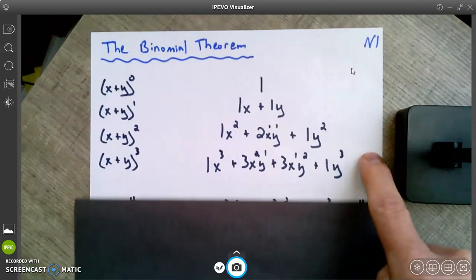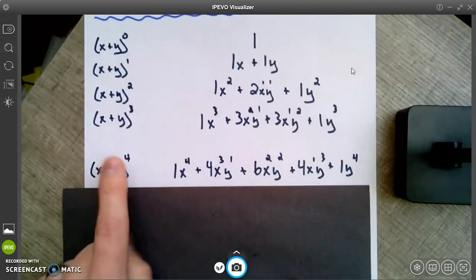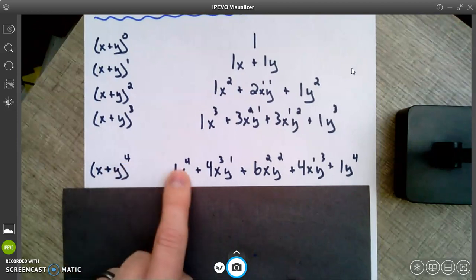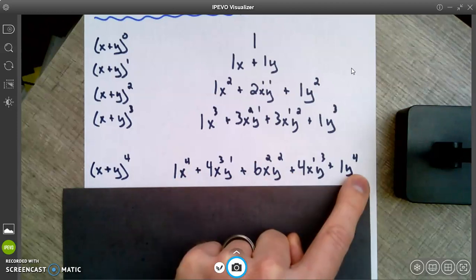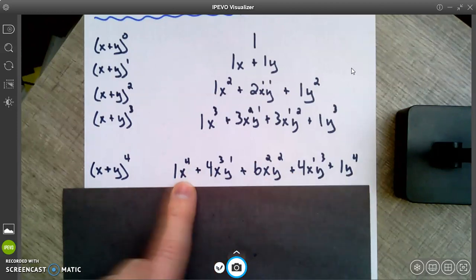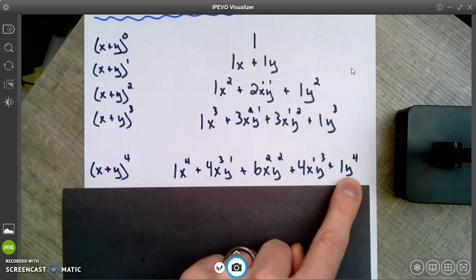Here we are. Hopefully you got something like this. If this is to the fourth power, then my very first term is being raised to the fourth power. Then the x's drop by 1 each time. My y's will start at 0, or my second term will start at the 0 power and go up by 1 each time. Y to the first, y to the second, y to the third, y to the fourth.